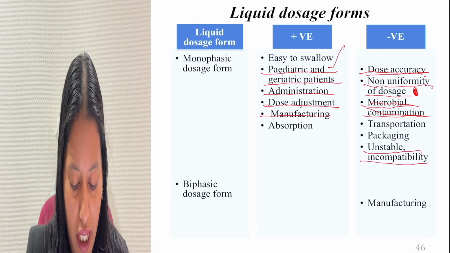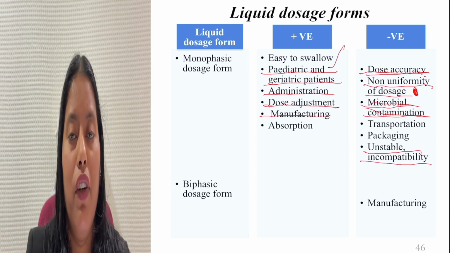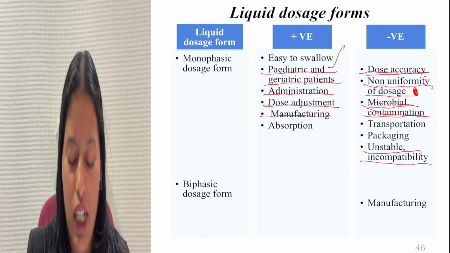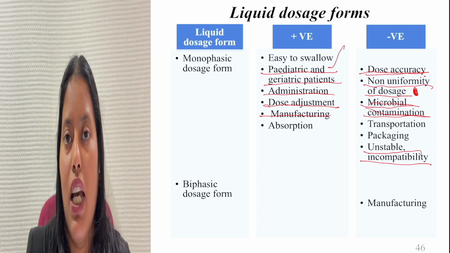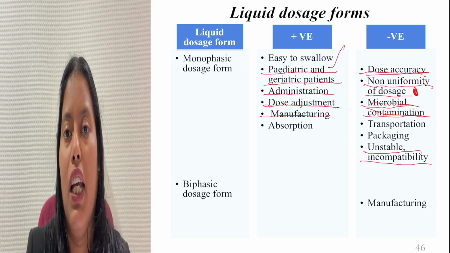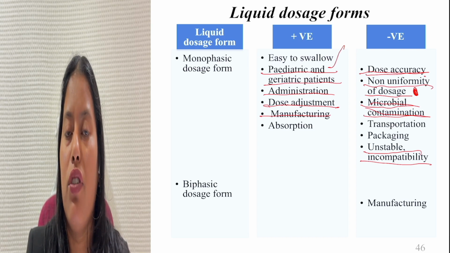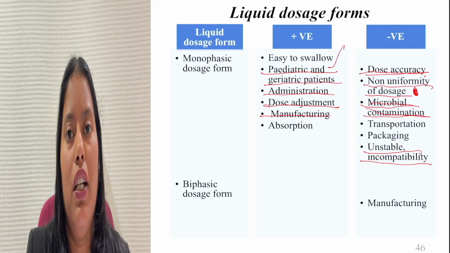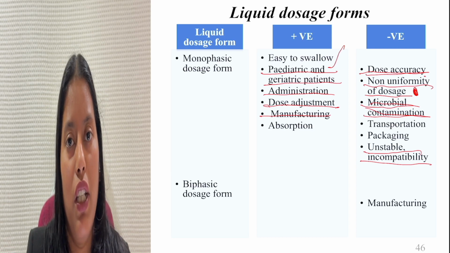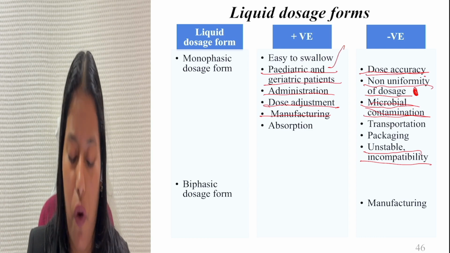Then instability and incompatibility. If you compare the stability of liquid and solid dosage forms, because they contain liquid, they are unstable as compared to the solid, and the incompatibility reactions are more in the liquid state. So you have more incompatibility in liquid dosage form. As you know, the liquid dosage form also contains many additives or other excipients. So when you increase the number of ingredients, the incompatibility reactions between these ingredients also increase, and hence they have more incompatibility as compared to solid dosage forms.